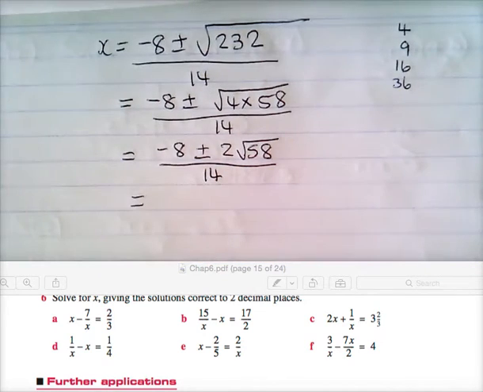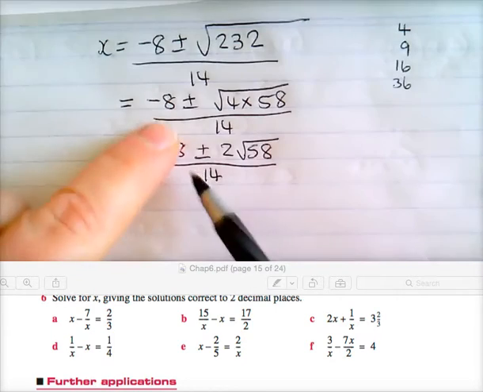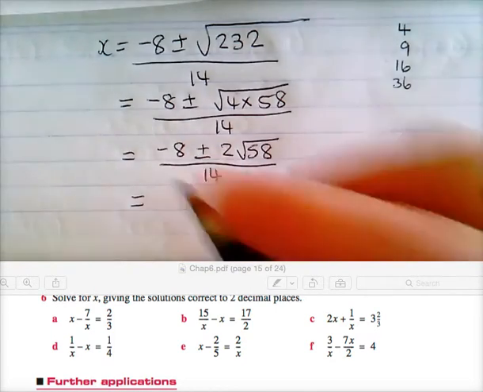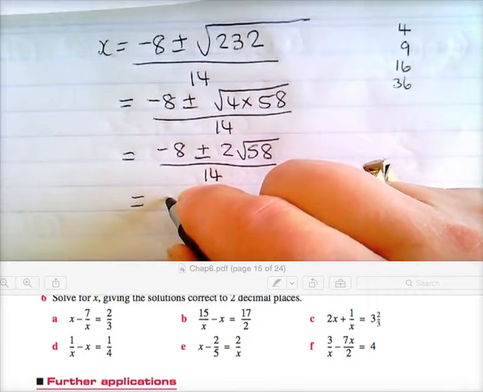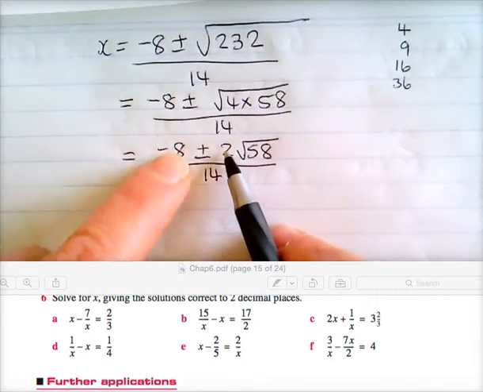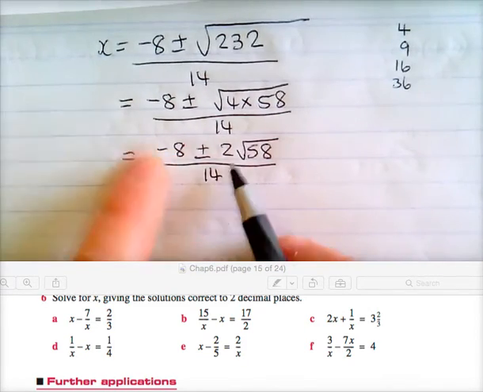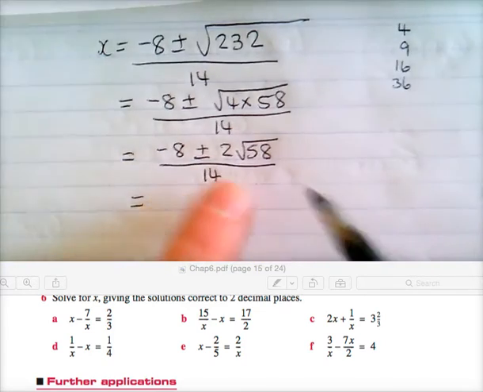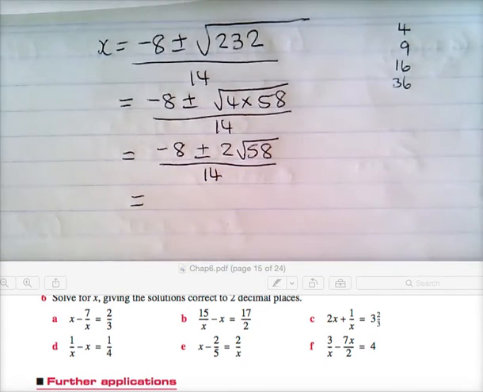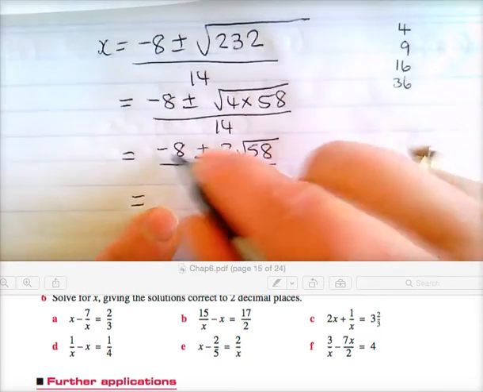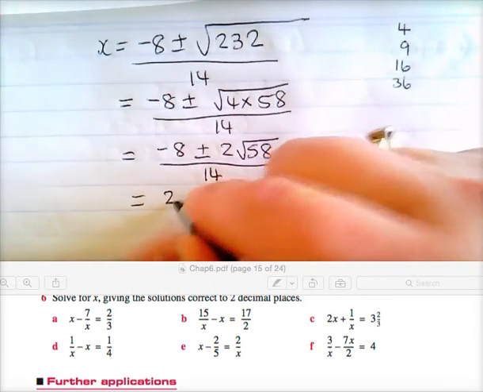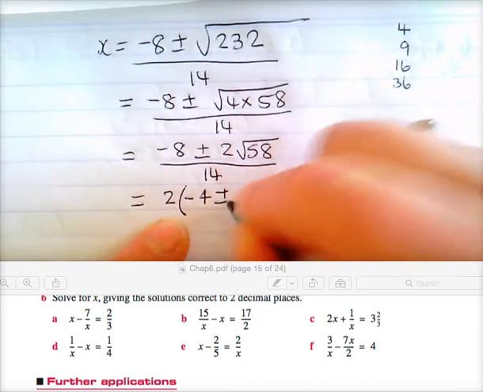Now, what do I do? We haven't cancelled one like this, but you know each of those is over 14. Or you can take out the 2. See how these are all even? The numbers out the front, not the square root of 58. You can divide the top and the bottom by 2, or you can take out 2 as a common factor on the top.